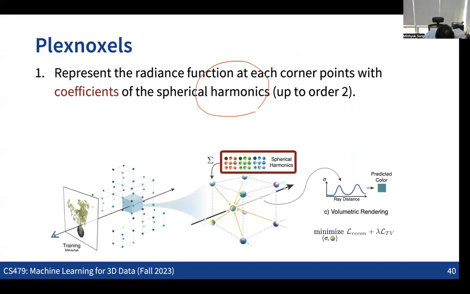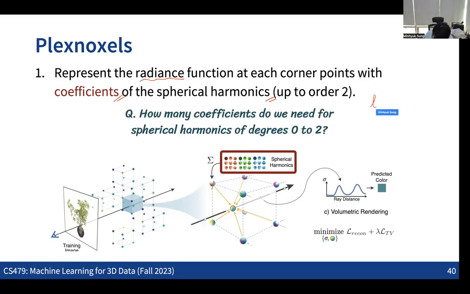So in this framework, for each of the corner points, we can directly take the opacity value and take the linear interpolation of these opacity values. And for the radiance, we encode all the coefficients of the spherical harmonics up to order 2. Here is a quick question: if we take all the spherical harmonics from order 0 to 2, how many spherical harmonics do we get?